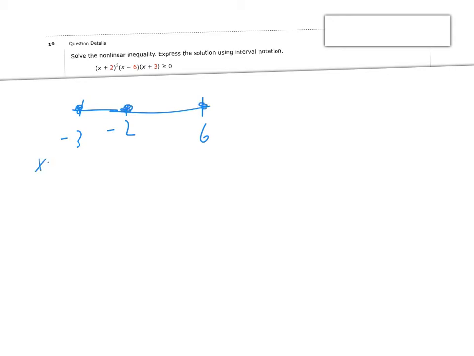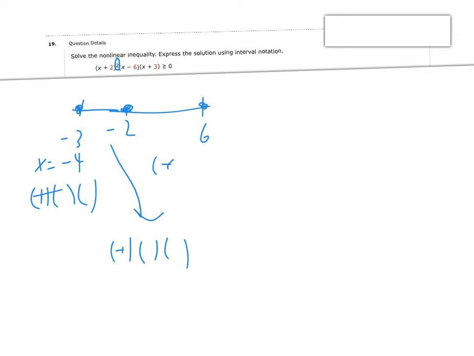So first of all, we'll try out x equals -4. Once again, I see that this first parenthesis is squared. Anytime you got a squared there, you can just make that one positive right away. We know that's always going to be positive. And I just have to test the other two that are not squared. All right, so if we test out -4, it's going to make the second parentheses negative and the third one negative as well, which will make a positive because two negatives.